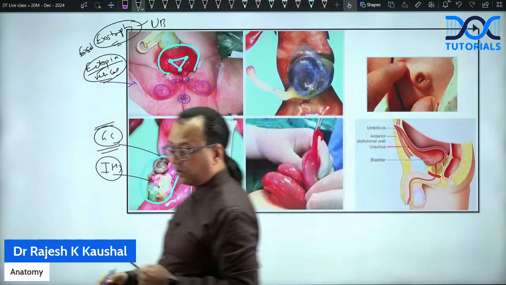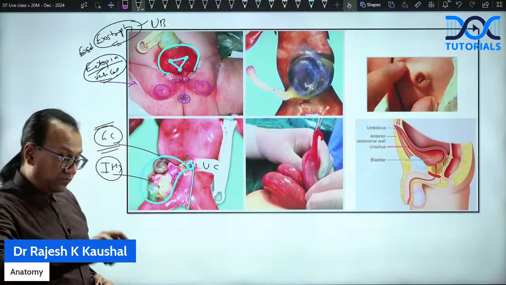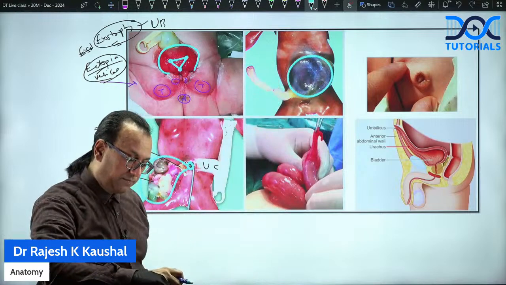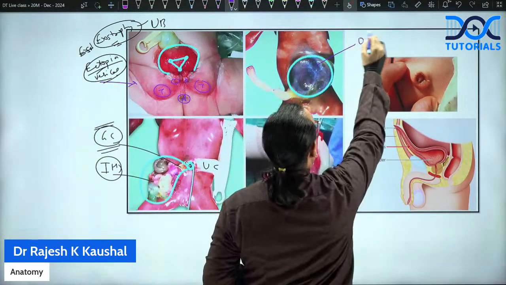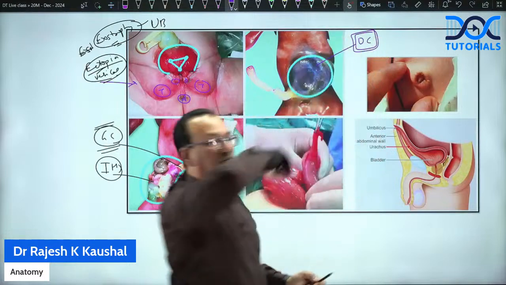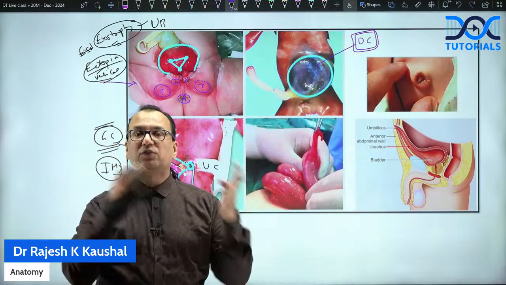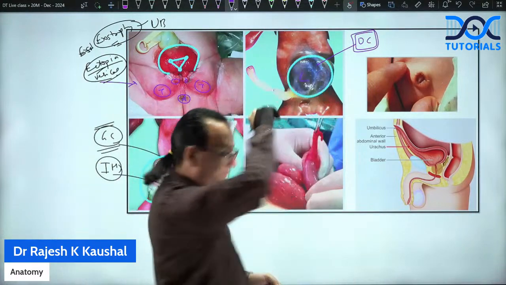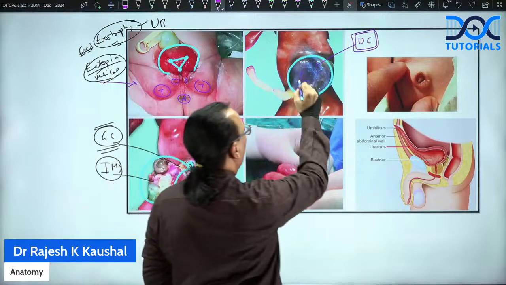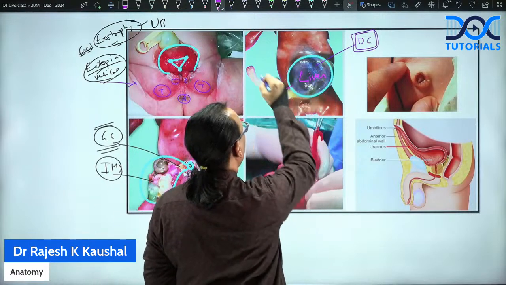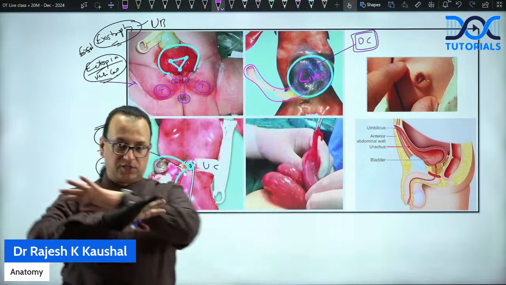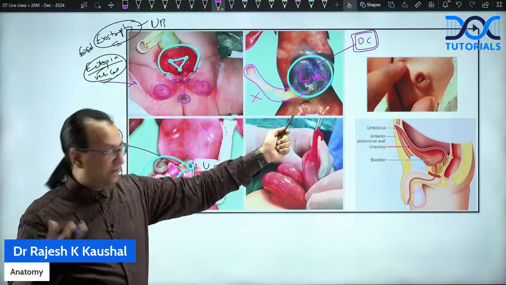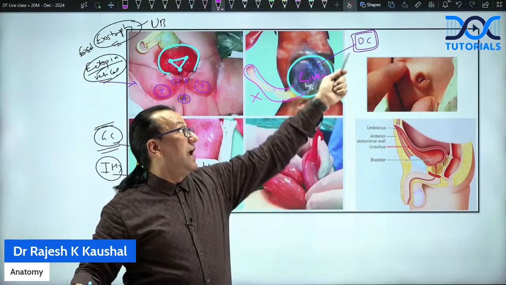If it is covered by amnion and in the midline, and may contain liver also, then this is omphalocele. Omphalocele is a kind of umbilical hernia, where even the liver can be inside the contents along with the intestine, and it is inside the umbilical cord. Umbilical cord is not normal. Inside the umbilical cord, you have the liver and intestine, and it is covered by amnion.